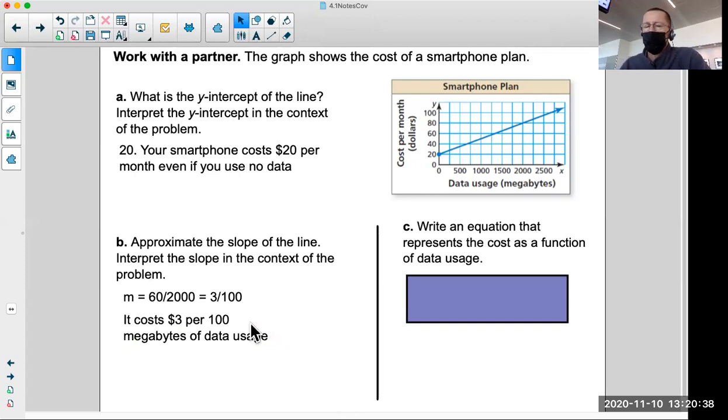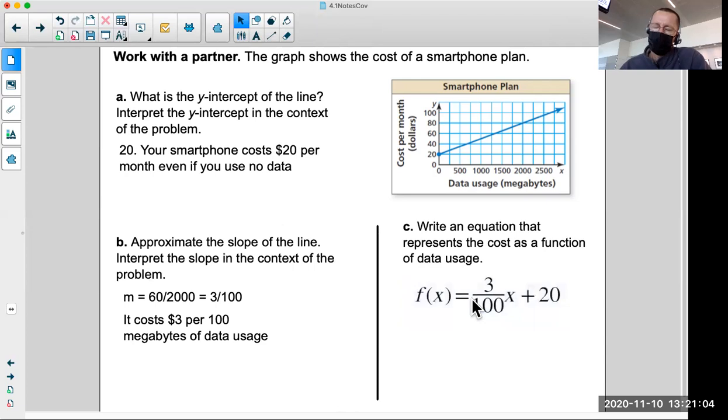Now let's write an equation that represents the cost as a function of the data usage, because isn't it true that the more data you use, the higher the cost? So think about it. We're going to use what form? Right, y = mx + b. So what's m? Right, 3 over 100 or 0.03. And what's our b? 20, exactly, because it's right there. So what's our equation? f(x) = 3/100 x or 0.03x + 20.